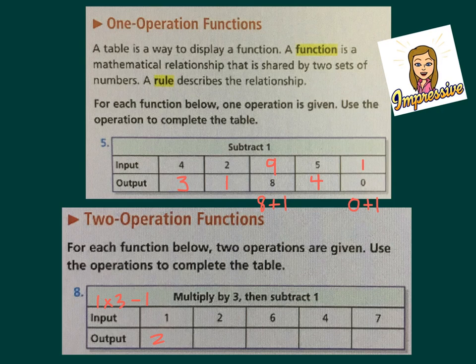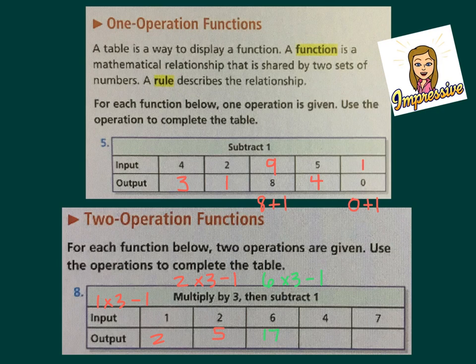Next one. So I take input, the number is 2 in the table, times 3, and then subtract 1. So 2 times 3 is 6, minus 1, out would come a 5. On to the next part. The input is 6 times 3 minus 1, just applying the programming. 6 times 3 is 18, minus 1 is 17.